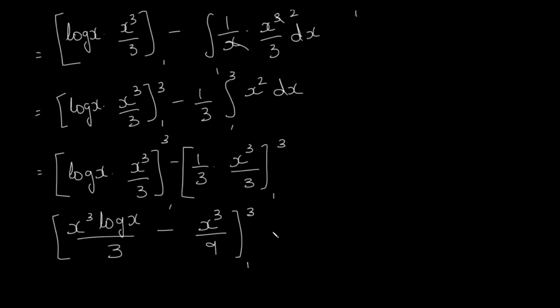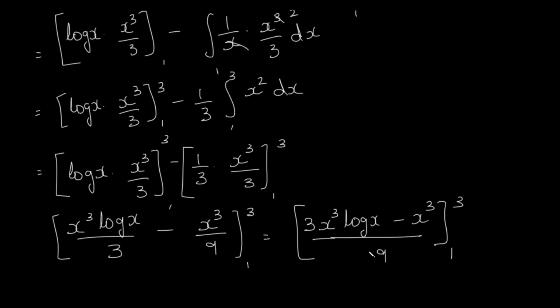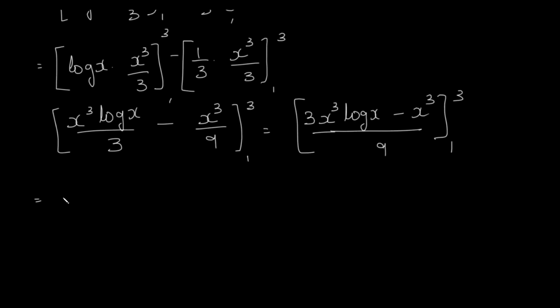Now we can equalize the denominator, and so we get 3x cube log x minus x cube upon 9 from 1 to 3. Of course, we cannot cancel this out. That is wrong, don't even think about it. In the next step, suppose we take 1 upon 9 common and then apply the limits of integration. We first put x as 3.